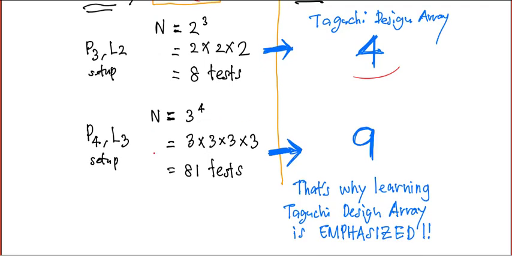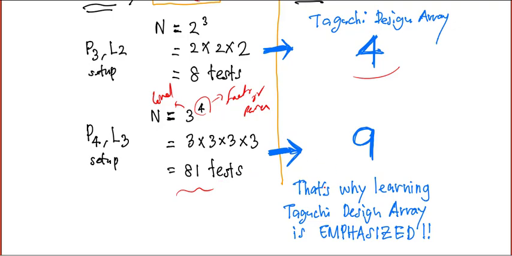When the number of factors or parameters is increased to 4, and the number of levels for each factor is 3, then totally we need to have 81 tests.